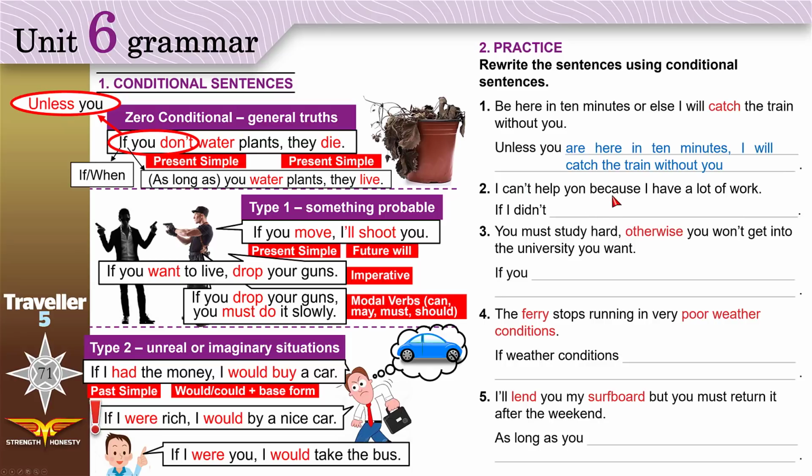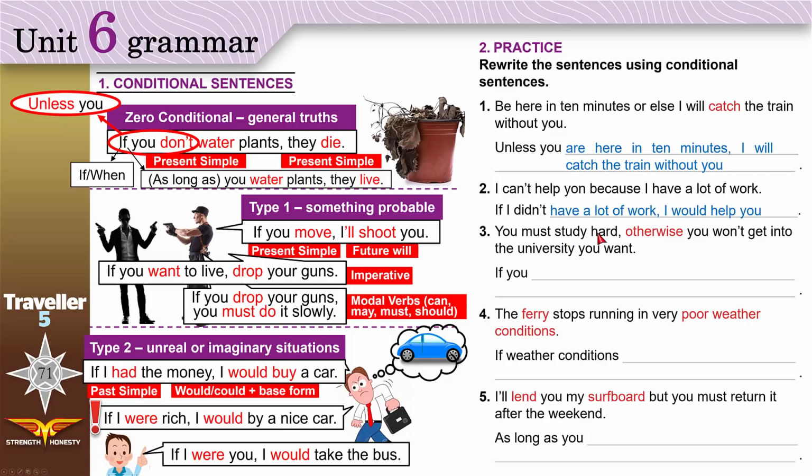Two: I can't help you because I have a lot of work. If I didn't, look, didn't, past simple, this is a type 2 situation. I am busy, but if I were not busy, I would help you. If I didn't have a lot of work, I would help you. Again, have is a verb. If you want to use busy, adjective, I am busy, you can say, if I were not busy, if I weren't busy, I would help you.